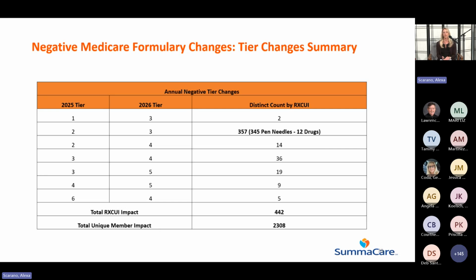Of those, 345 are the pen needles. So those will be moving from Tier 2 to Tier 3 for 2026. And then there are only 12 drugs moving from Tier 2 to Tier 3. So just wanted to highlight, while there are some changes, most of those will be impacting the pen needles, and that's something you may hear the members speak about.